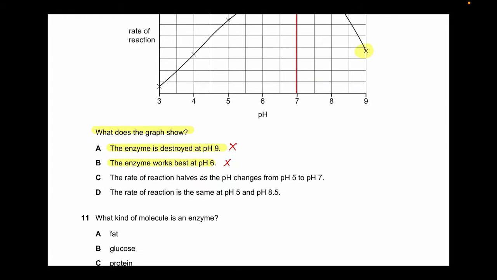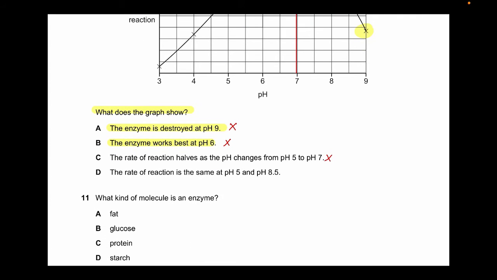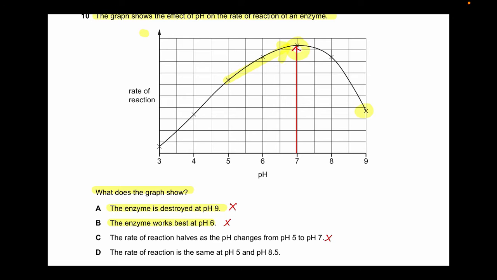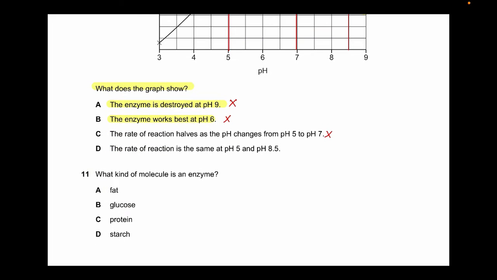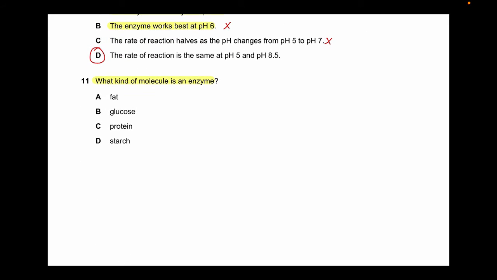The rate of reaction halves as the pH changes from 5 to 7. When the pH changes from 5 to 7, actually the rate of reaction increases. So wrong statement. The rate of reaction is the same at pH 5 and pH 8.5. So at pH 5, the rate of reaction is similar to the rate of reaction at pH 8.5. So this is a correct statement. Option D is correct. What kind of molecule is an enzyme? Guys, we know that an enzyme is a protein.